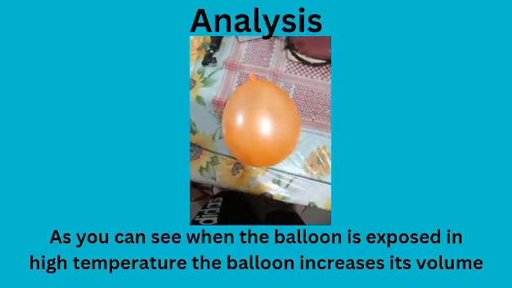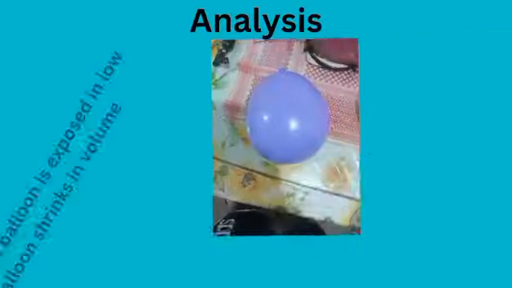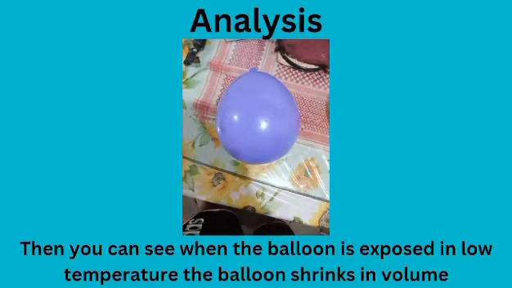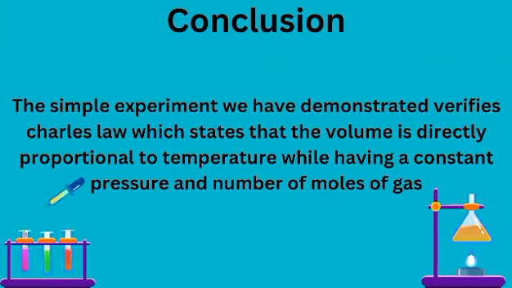As you can see, when the balloon is exposed to high temperature, the balloon increases its volume. Then you can see when the balloon is exposed to low temperature, the balloon shrinks in volume. In conclusion, the simple experiment we have verifies Charles's law, which states that volume is directly proportional to temperature while having a constant pressure and number of moles of gas.